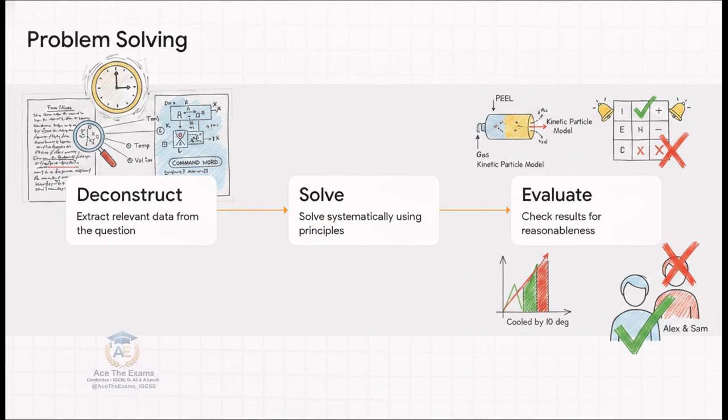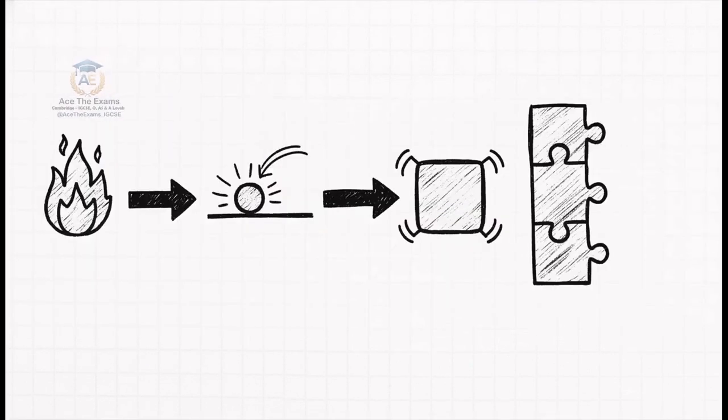This 3-step rhythm is exactly how the red ink of Alex and Sam transforms into the green check marks of an A-star student. Now for an insider tip. The defining difference between an average candidate and a truly elite candidate comes down to one thing: causal chains. Examiners wildly reward precise causal relationships and cross-topic connections. It is simply not enough to write, "the gas gets hot and expands." You need to provide the entire causal chain.